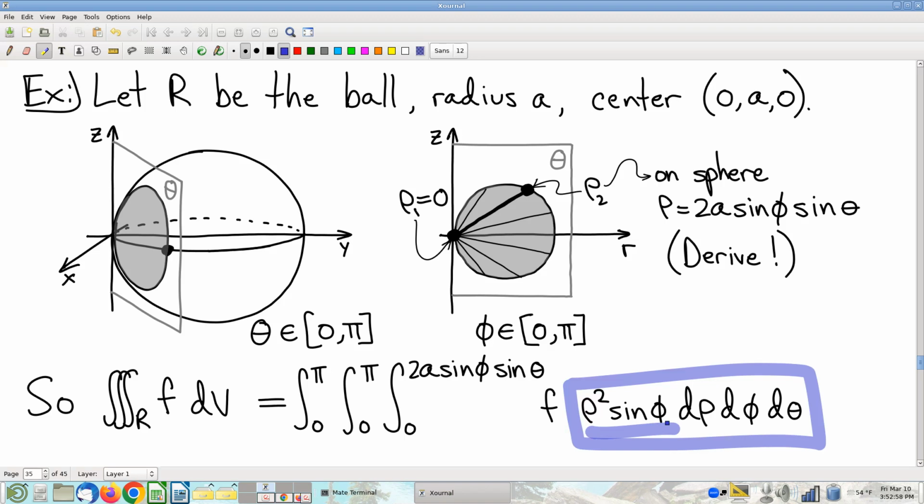Of course, this hack for making sure you remember your rho squared sine phi requires that you remember to do the hack. So there's an endless circularity problem there, I suppose. But anyway, make every effort. This is what I do. I find that it helps.